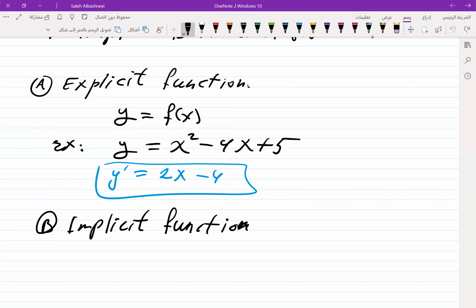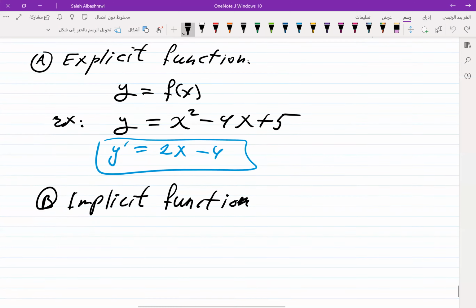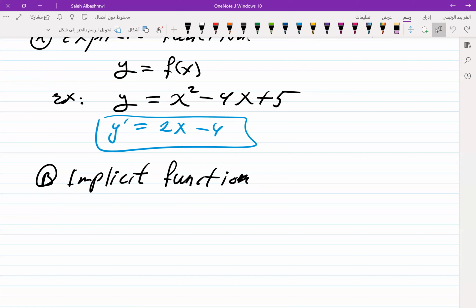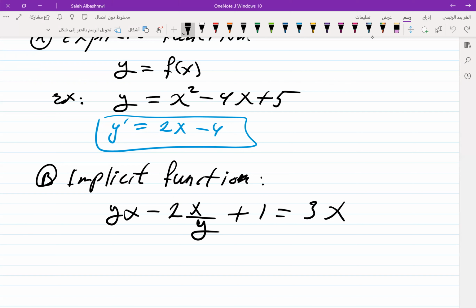Implicit function. An implicit function is where it cannot be written as y equal to f of x, or in some cases it cannot be. Or it is written with the x variable and the y variable on one side plus some other terms on the other side. For example, yx minus 2x over y plus 1 equal to 3x.